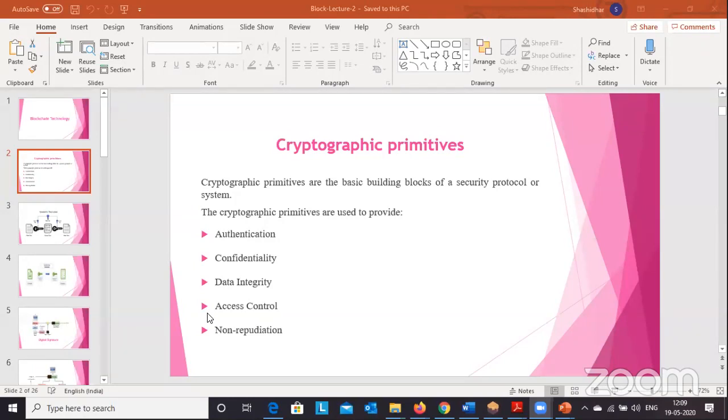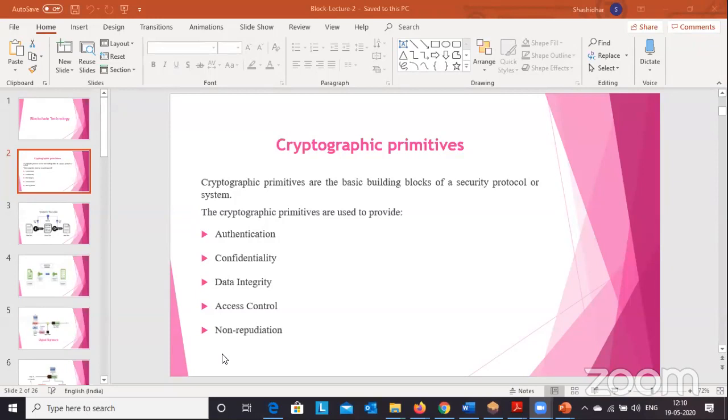Then we have one more security service, access control. Access control and authentication are different. Authentication is the process of identifying the user. Access control means each user will have different access permissions in order to access the computing resources. That is access control.